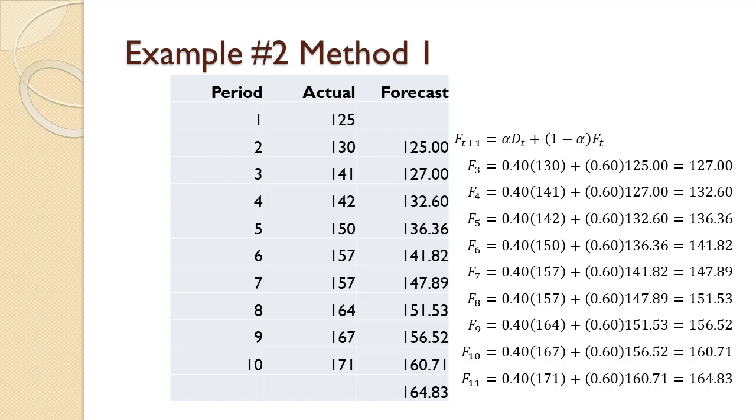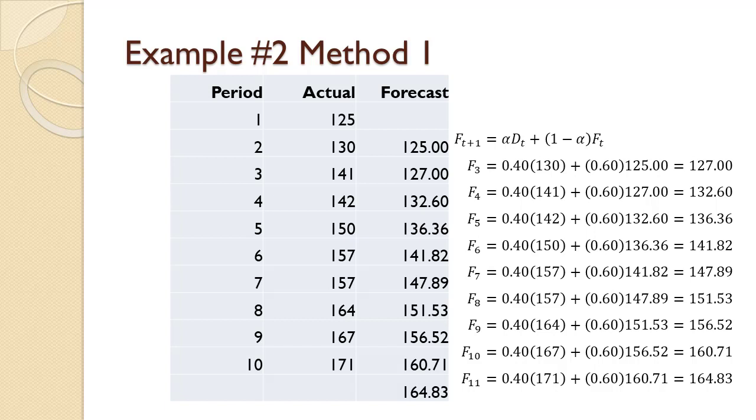F3 equals 0.40 times 130 plus 0.60 times 125.00, which equals 127.00. F4 equals 0.40 times 141 plus 0.60 times 127.00, which equals 132.60. F5 equals 0.40 times 142 plus 0.60 times 132.60, which equals 136.36. F6 equals 0.40 times 150 plus 0.60 times 136.36, which equals 141.82.